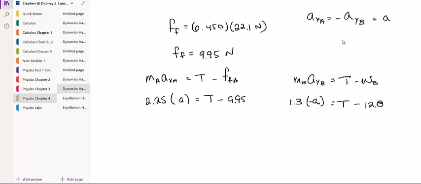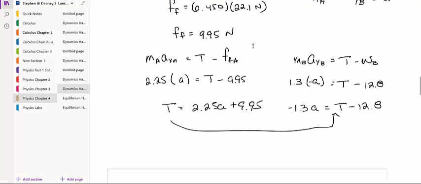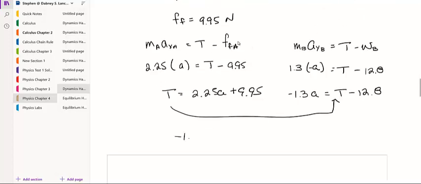We're going to solve for T, so let's solve this one for T. So it'll be 2.25a plus 9.95. So we move this to the other side. Over here we have negative 1.3a is equal to T minus 12.8. So if we then substitute it here, we'll get negative 1.3a is equal to T, which is 2.25a plus 9.95 minus 12.8. So this is T in terms of a. Plug that in there.